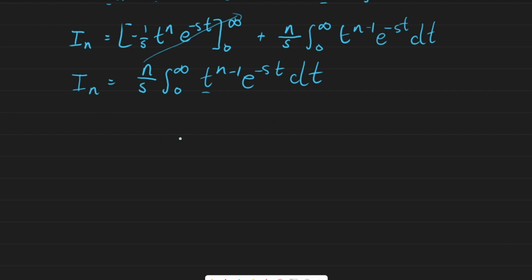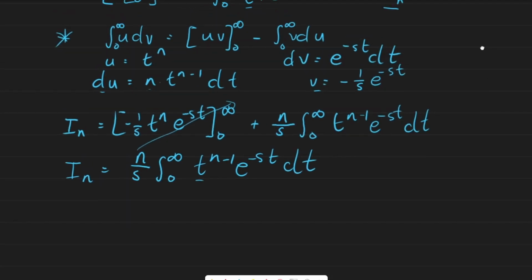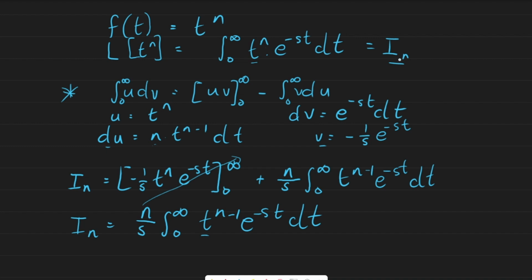So if we look at this integral, we see that it's in a certain form. And if we compare it to our original integral that we are looking at, that's I_n on the top here, we see we have t to the power n times e to the minus st. And if we look at the bottom, we have t to the n minus 1 times e to the minus st. So what is different between these two? Well, there's not much except that instead of n, we have n minus 1.